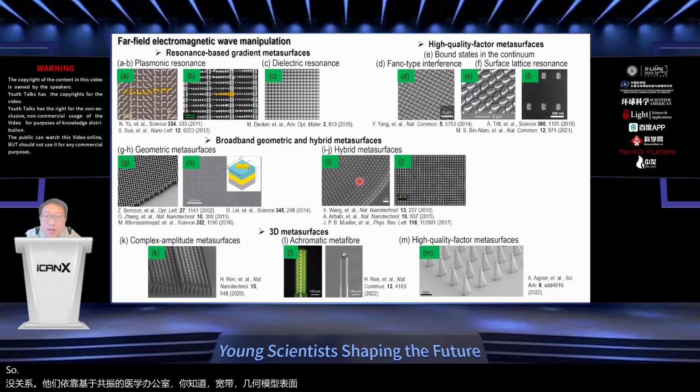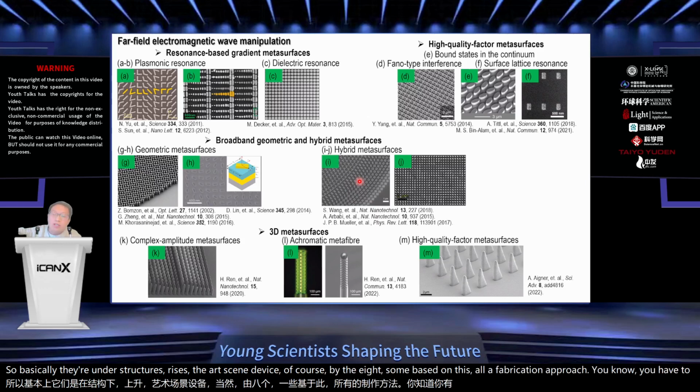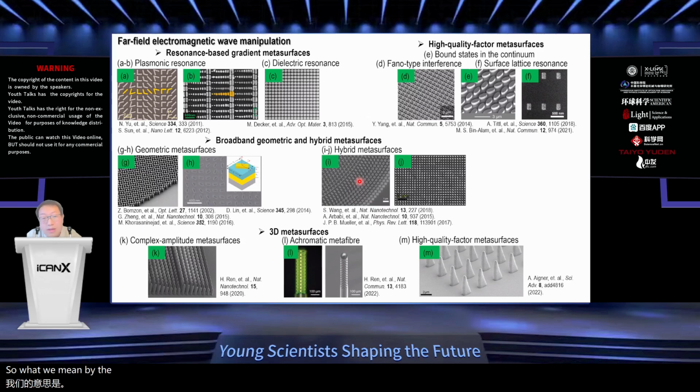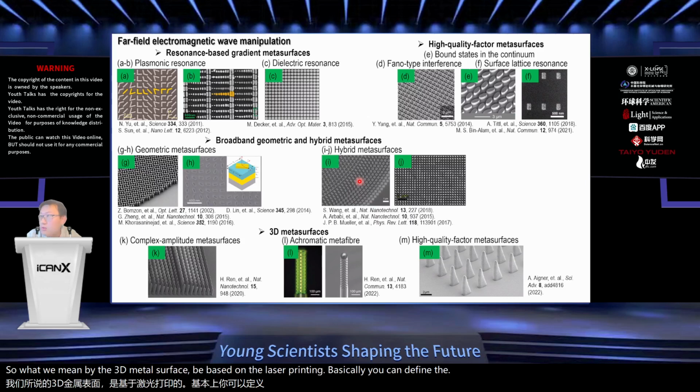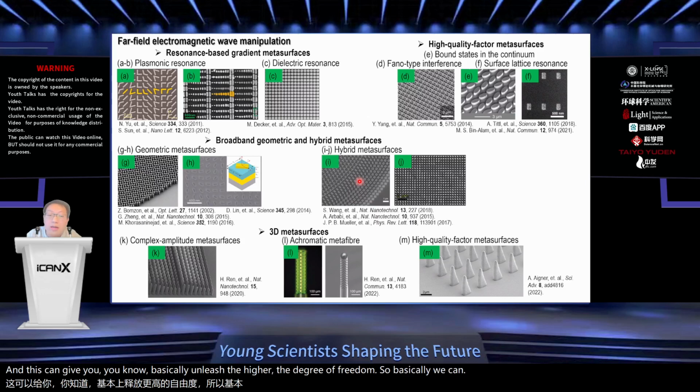Basically they are planar structures, right? It's an ultra-thin device, of course, but it's based on this fabrication approach. You have to do some etching in some cases, and you end up with a metasurface with a single height. So what we mean by the 3D metasurface, based on laser printing, is that you can define the structures really in 3D. And this basically unleashes a high degree of freedom. We can control the metasurface in the third dimension, which is the height.